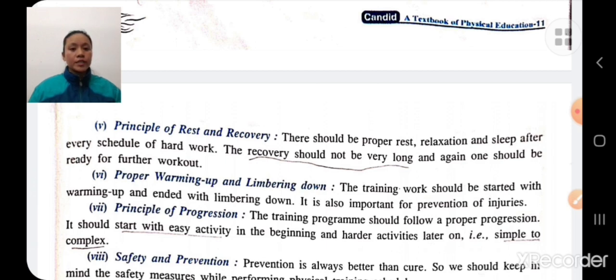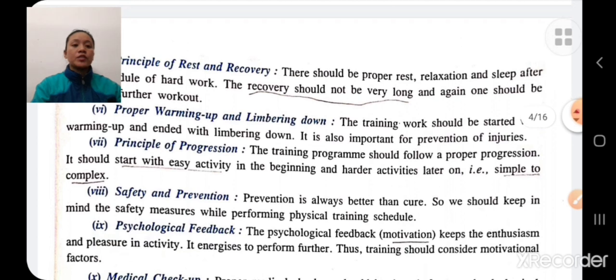Principle of progression. Our training program should start with easy activity in the beginning and harder activity later. That is, from simple to complex. In the start, our exercises should always be simple. Safety and prevention. During the training, we should follow the principle of safety and prevention.